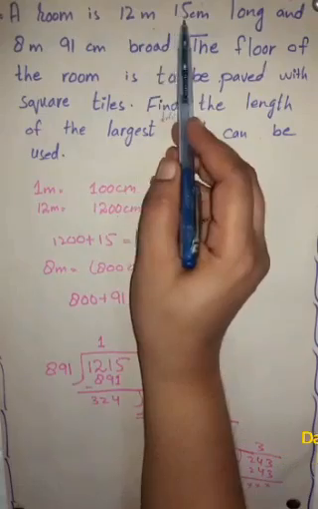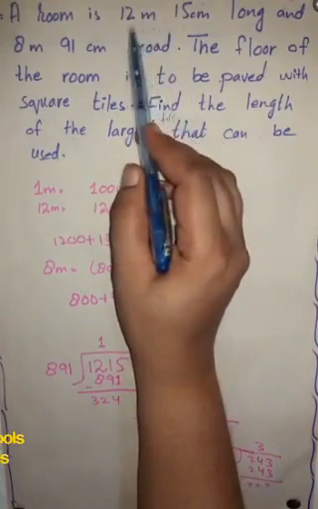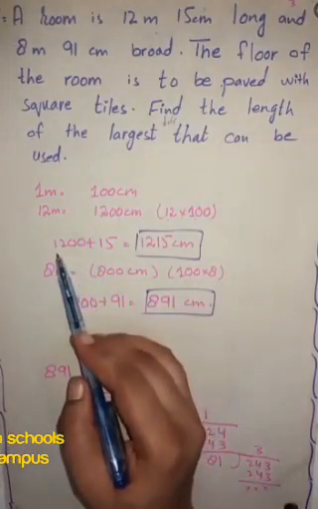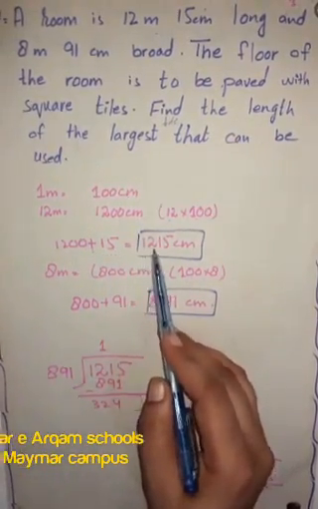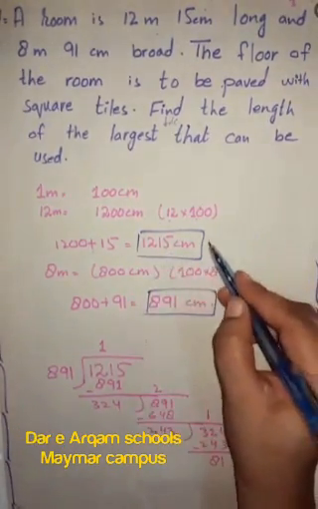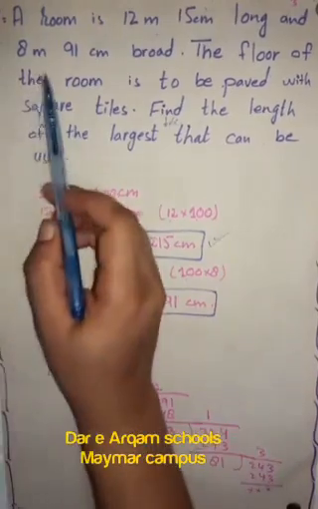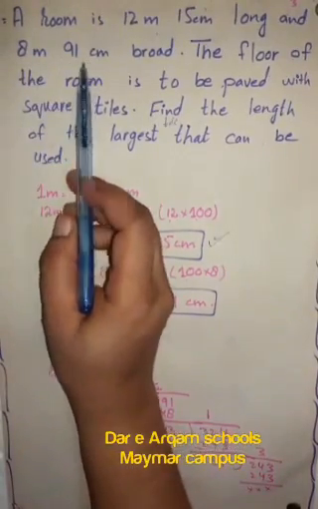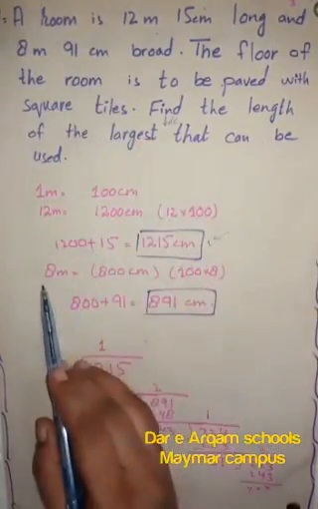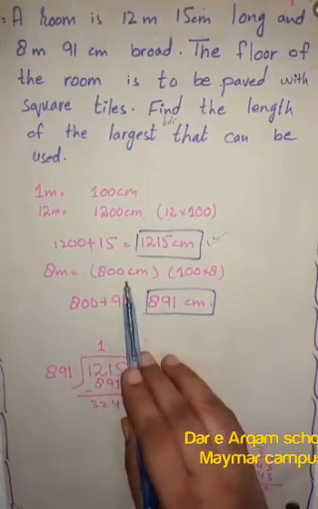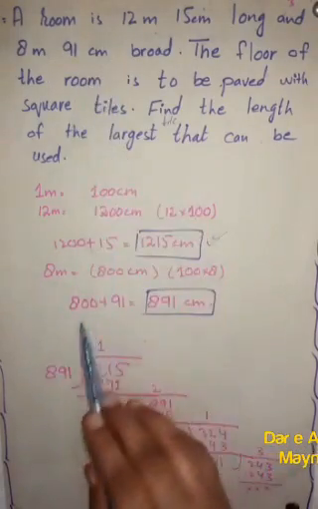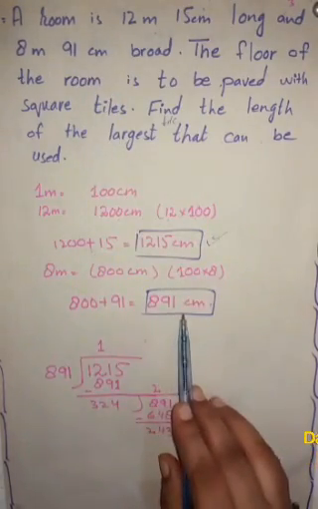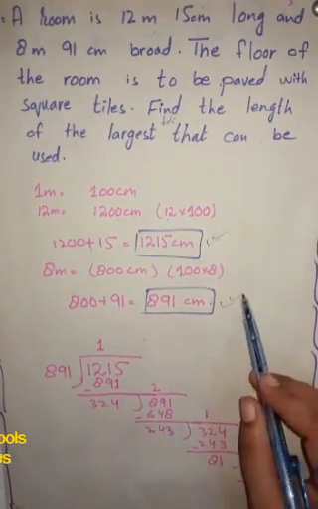Then we will add the 15 centimeters to it. When we add 15 to 1200, we get 1215. Here we got our first number. Now convert the second number into centimeters. For this purpose, 8 meters is equal to 800 centimeters. When we add 91 centimeters to it, we get 891. Here we got our second number.